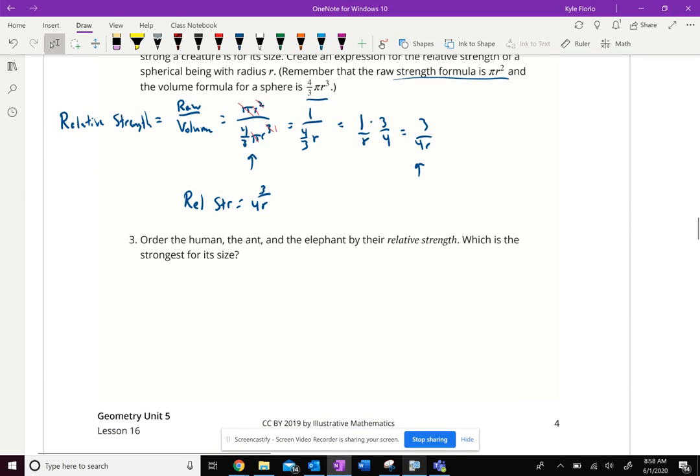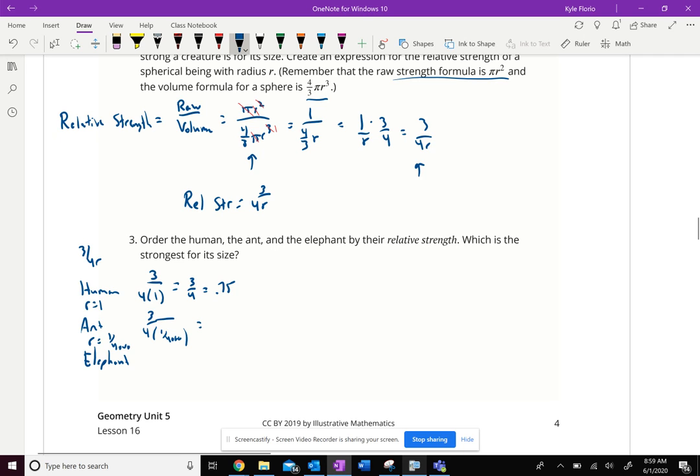So now let's find the relative strength of the ant, human, and elephant. So we need to do that again. So the human, ant, and elephant. It's going to be 3 over 4r, 3 over 4 times the radius, and the radius for a human is 1. So 3 over 4 is 0.75. For the ant, we know the radius is 1 over 4,000. So we're going to have, remember it's 3 over 4r, so it's going to be 3 over 4 times 1 over 4,000.